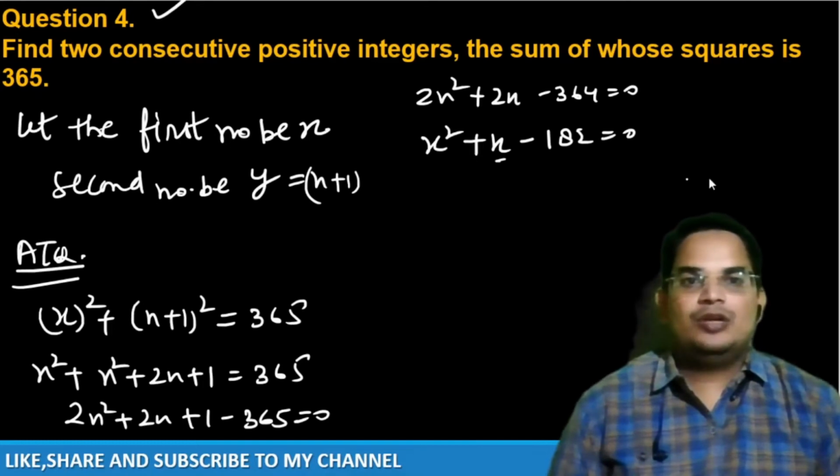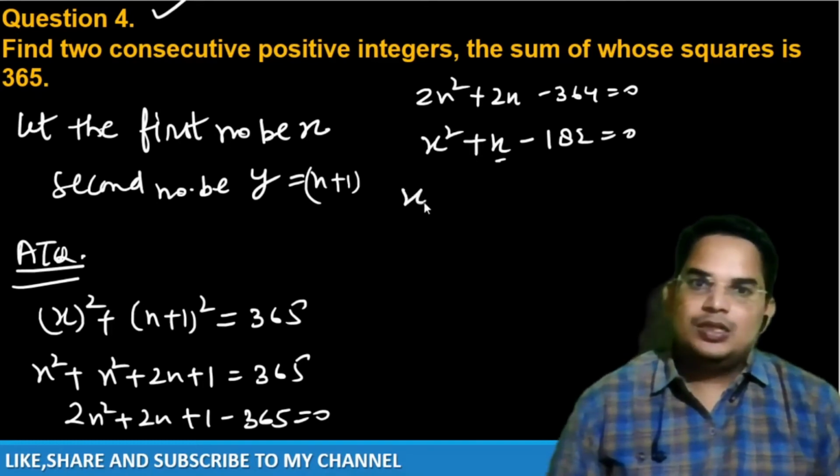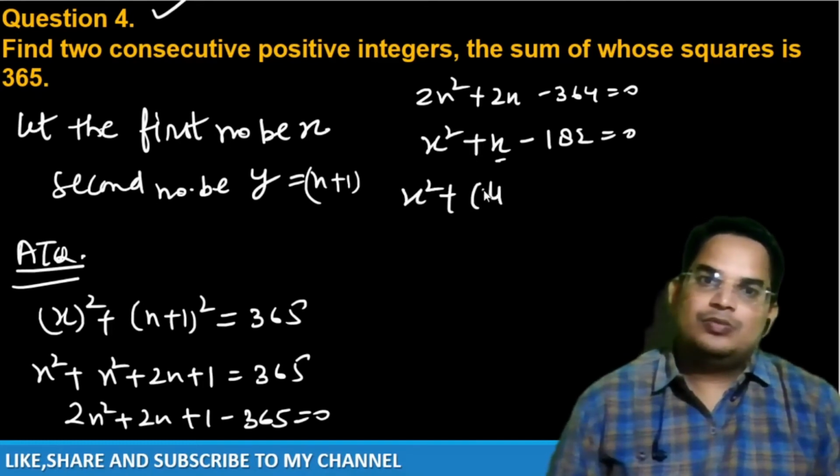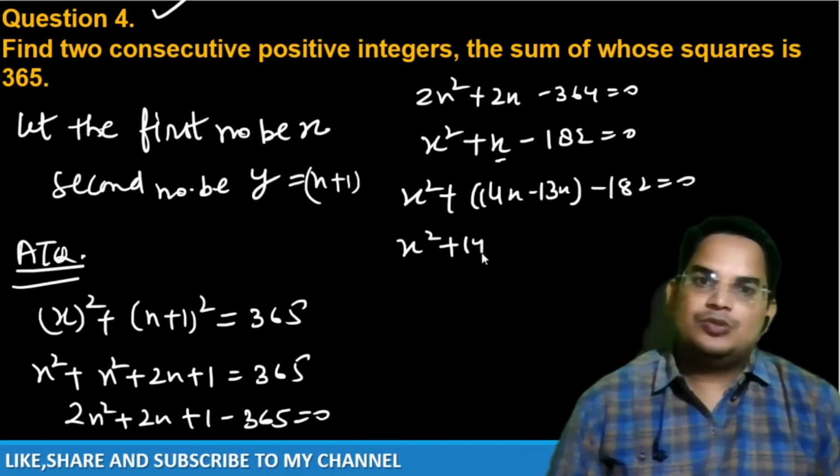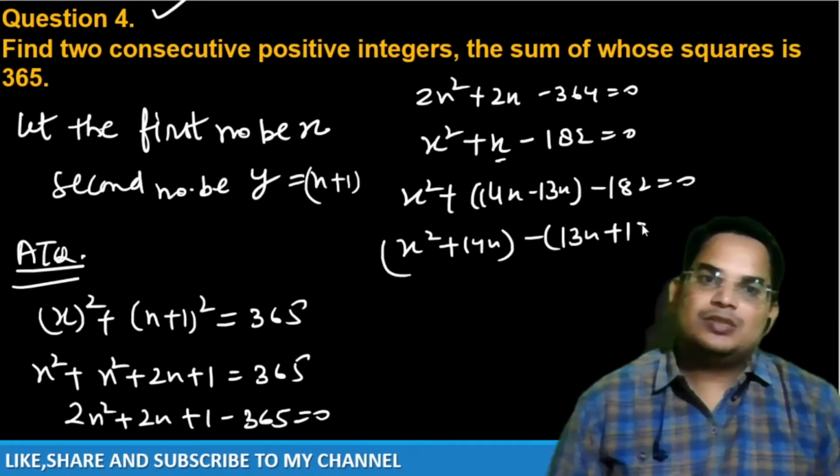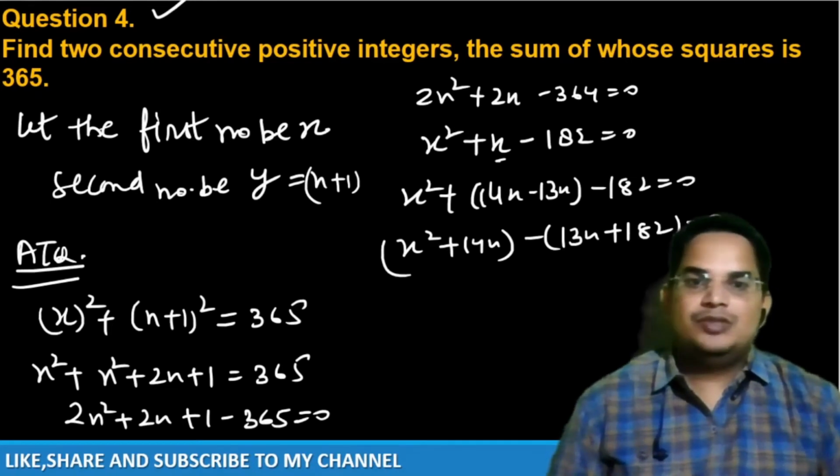So now again I am going to tell you, this is x square plus 14x minus 13x minus 182 is equal to 0. Now it becomes x square plus 14x, inside one bracket take the common, minus 13x plus 182 is equal to 0. Is it visible, children, everyone? Okay, fine, it is visible to all of you.